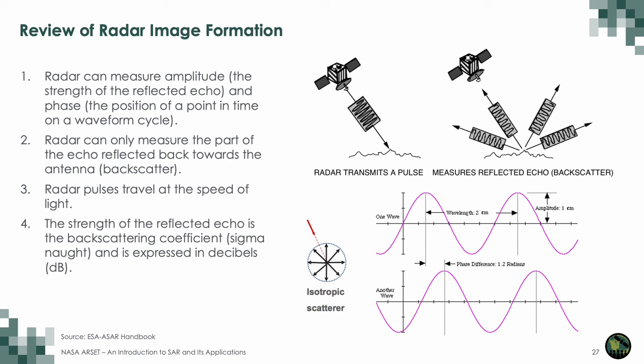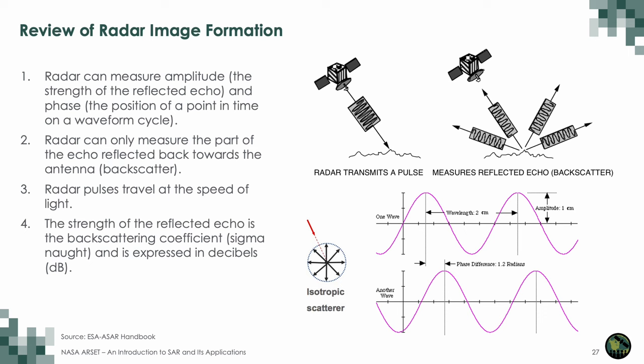Radar pulses travel at the speed of light and can only measure the part of the signal that is reflected back toward the antenna. Most radars measure amplitude and phase. Amplitude is the strength of the reflected signal, and this amplitude is the backscatter coefficient, also known as sigma naught, which is a measure of the radar signal that is scattered back to the sensor from the Earth's surface, normalized to a unit target area. Sigma naught is expressed in decibels by taking the log 10 of the energy ratio.